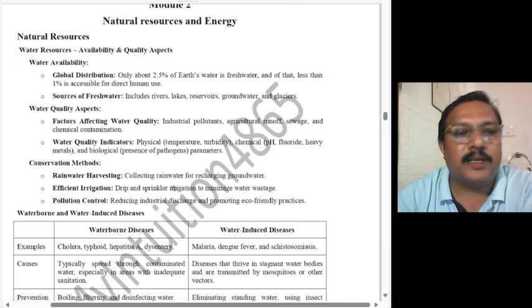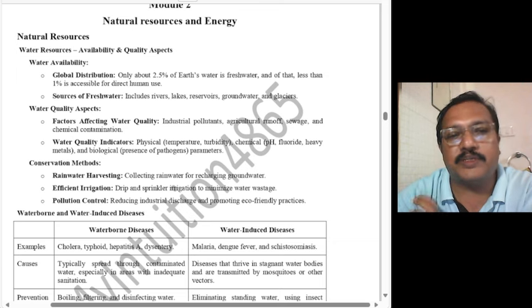The water availability refers to how much water we have on earth and how much we can use from that. The earth has a lot of water, but only a very small amount of it is actually usable. Let me explain. First, let us look at how water is distributed globally. Around 97.5% of all water on earth is salt water in oceans and seas, which we cannot drink or use directly for farming.